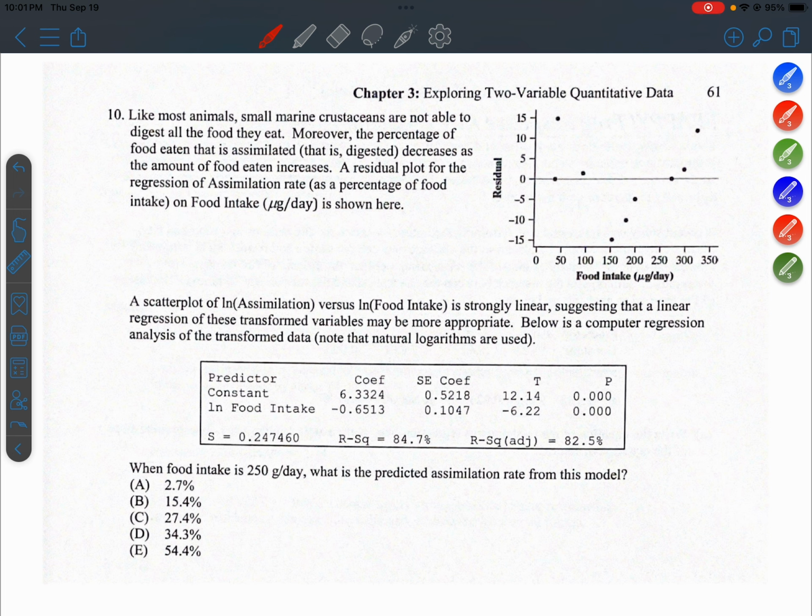Okay, so I'm just going to make some notes here that this residual plot seems to have a nonlinear pattern. I don't know if that means anything, but that doesn't look good to me. A scatter plot of natural log assimilation versus natural log of food intake is strongly linear, suggesting that a linear regression of these transformed variables may be more appropriate. So this is the residual plot for the untransformed model.